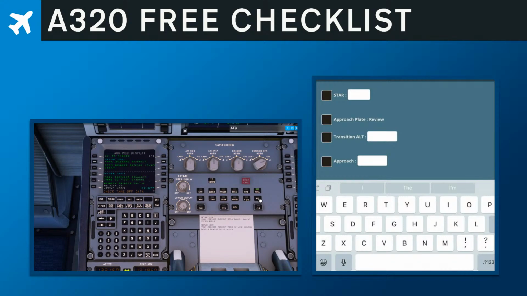Okay, so the QNH is 1014. Temperature is 20 degrees. Wind we can expect 220 at 4 knots.